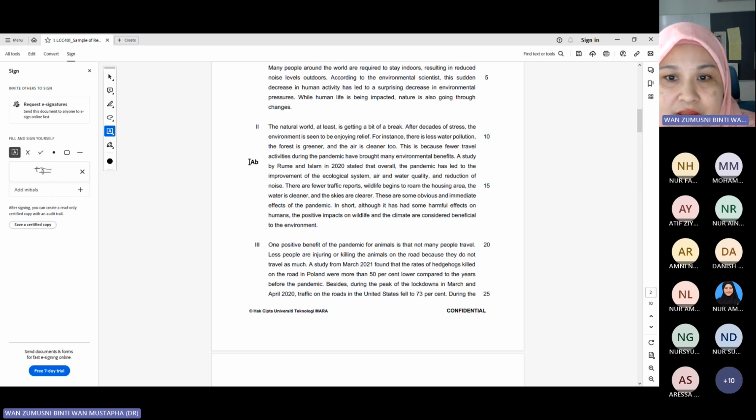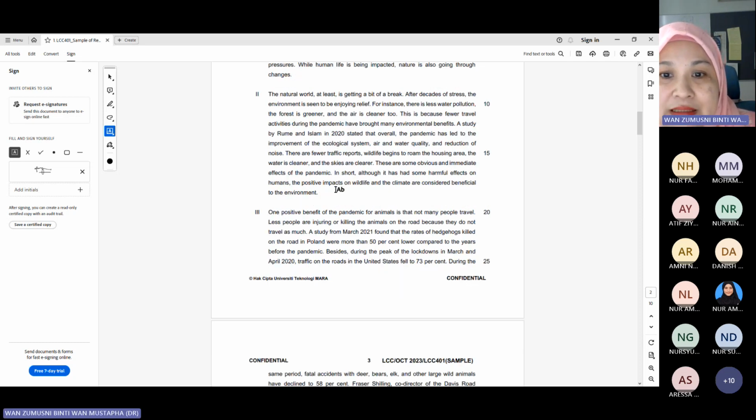So the natural world is getting a bit of a break. So these are the major details. After decades of stress, the environment is seen to be enjoying relief. For instance, this is a minor detail, okay? And these are the details in the form of research findings. A study by Rum and Islam in 2020. Okay, so the pandemic has led to the improvement of the ecological system, air and water quality, and reduction of noise. So this is a major detail. All right. In short, this is the concluding sentence of that paragraph.